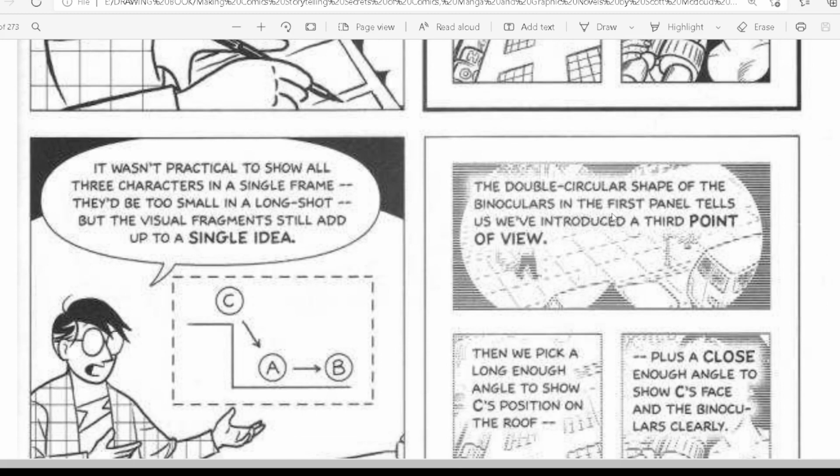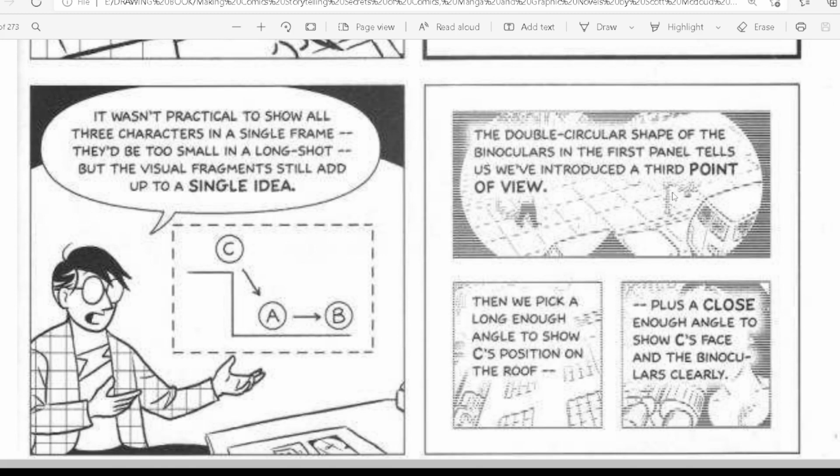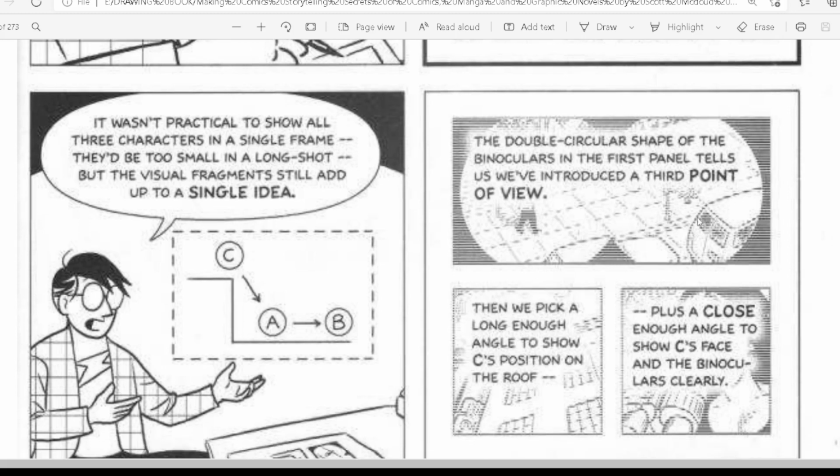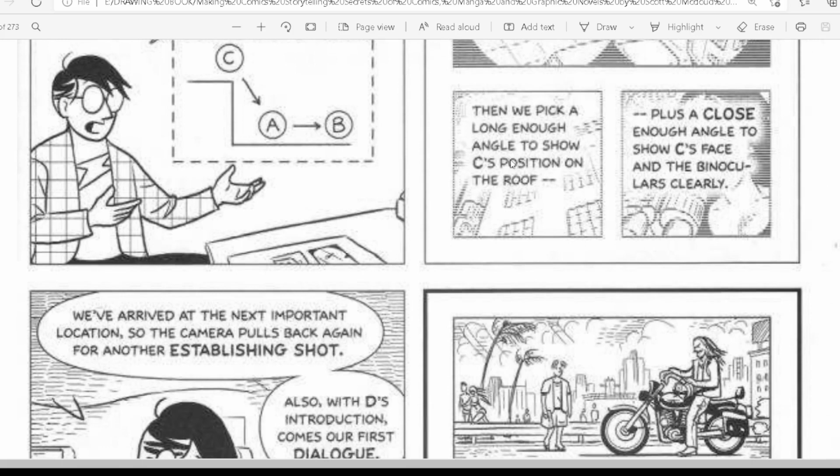The double circular shape of the binoculars in the first panel tells us we have introduced a third point of view. Definitely it is interesting. As you can see, it is not only a rectangle panel, it is a kind of double circle panel, and it indicates that someone is watching by binoculars. Then we pick a long enough angle to show C's position on the roof, plus a close enough angle to show C's face and the binoculars clearly.